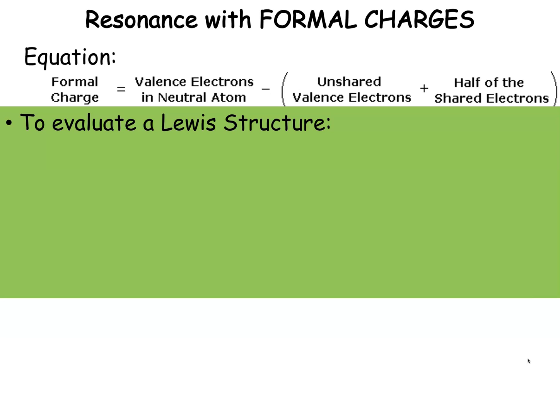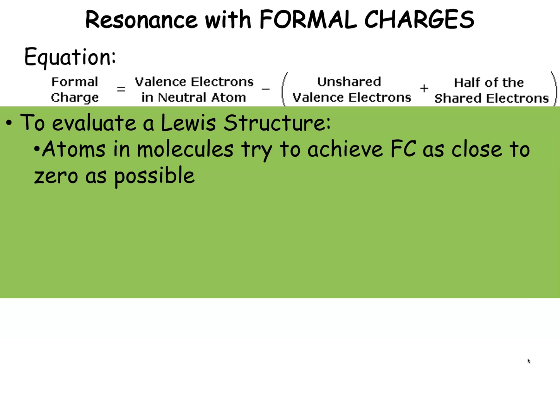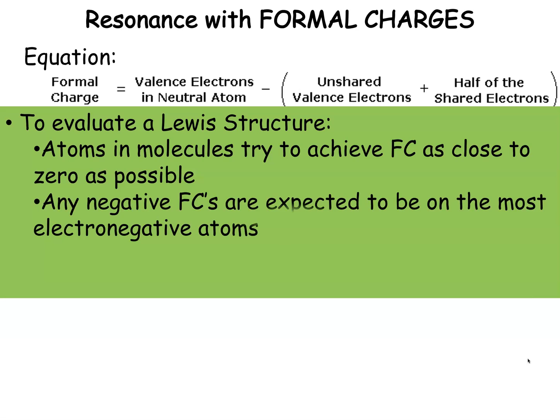So, in order to evaluate our Lewis structures, ultimately we want formal charges as close to 0 as possible. That is the ideal situation. So when you put all your formal charges onto your Lewis structures, you're looking for the structure that has the most zeros as possible. If there are any negative formal charges, they are expected to be on the most electronegative atoms. So again, got to know the trend of electronegativity that we alluded to last time.